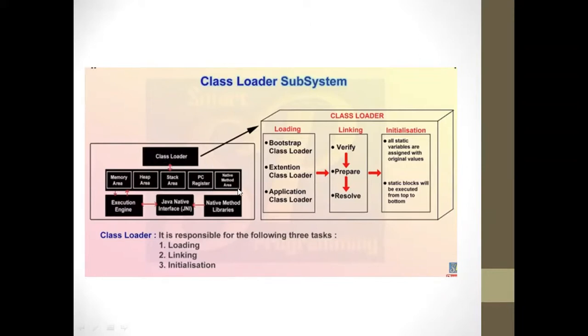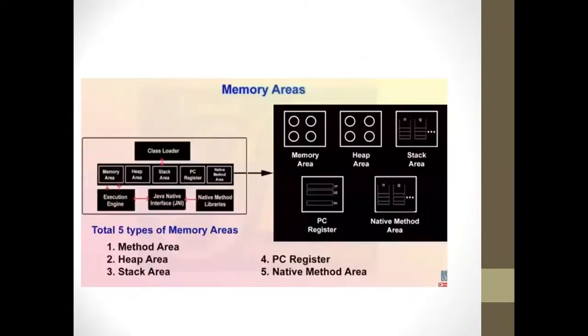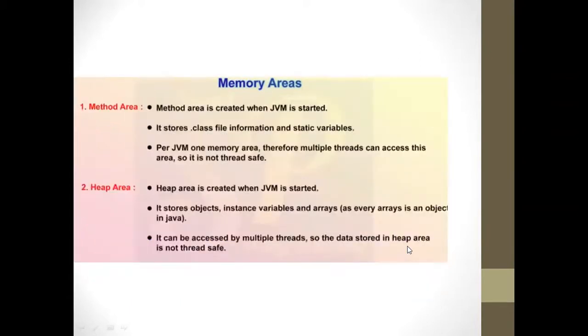Now we move towards the memory area part. In the JVM, we have divided this into 5 types of memory areas. One is the method area, which has been wrongly written as a memory area here. So there is the method area, heap area, stack area, PC register, and the native method area. These are the different memory areas available to us, and we will discuss them one by one.